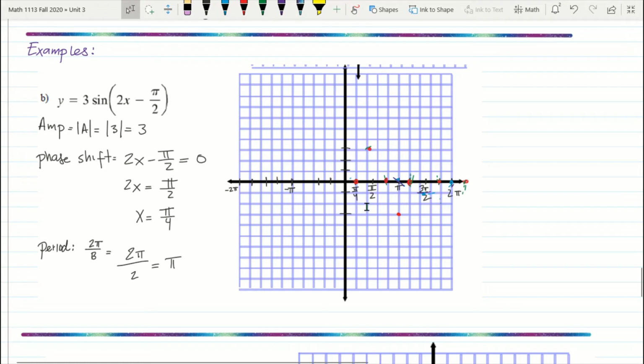Then it's going to go up, come back down, come down, and then come back up. And how do we figure that? Well, since the period is pi, it's going to go through the full cycle in just a single pi.